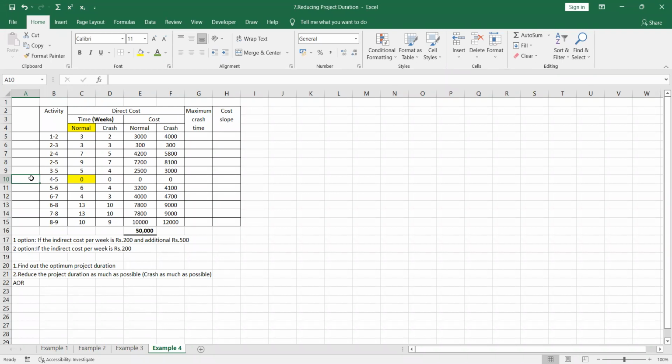So please do not assign a letter here. Therefore, I am assigning A for this, B for this, C for this, D for this, E for this, and for the F, it is a dummy activity. Therefore, I am not assigning a letter here, but you have to draw it using what?